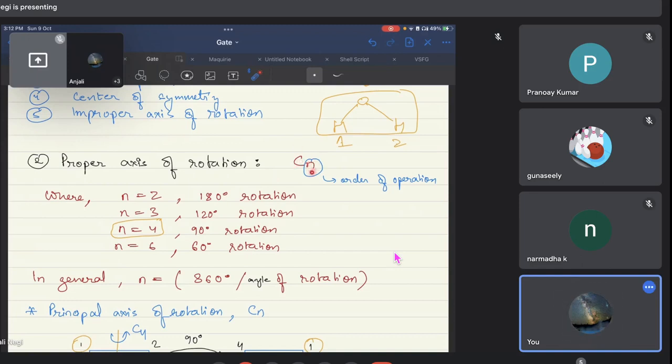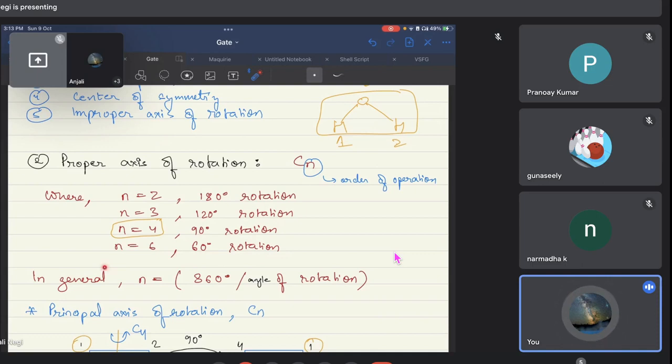In the suffix there is n, where n is the order of operation. By order of operation I mean, because it is a rotational axis, the operation should be a rotation. For example, if n is equal to 2, my rotation will be 180 degrees about that axis, that is C2. If n equals 3, it will be a 120 degree rotation, that will be C3. If n equals 4, that will be a 90 degree rotation, and that axis will be C4. And n equal to 6 is a 60 degree rotation, and the axis will be C6.